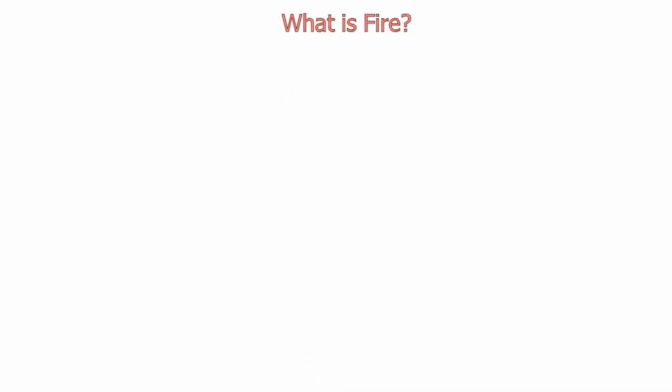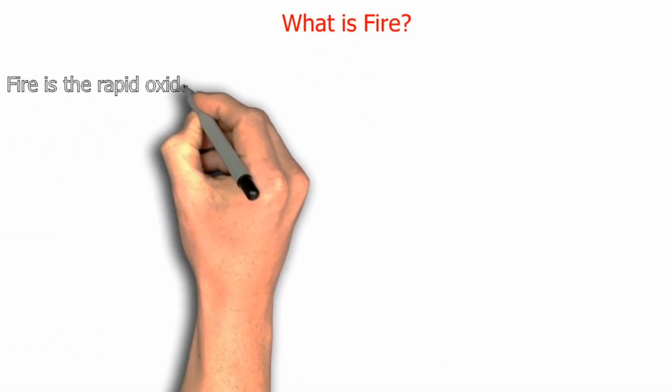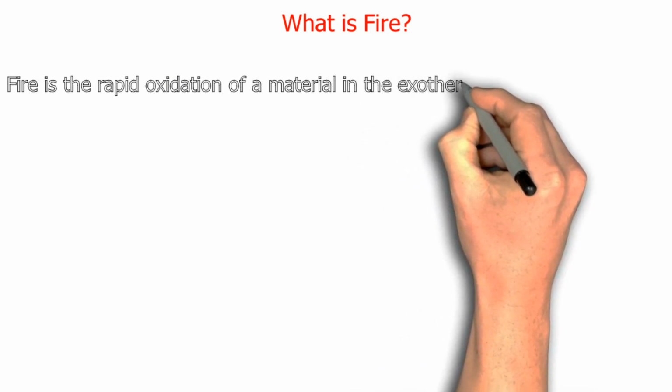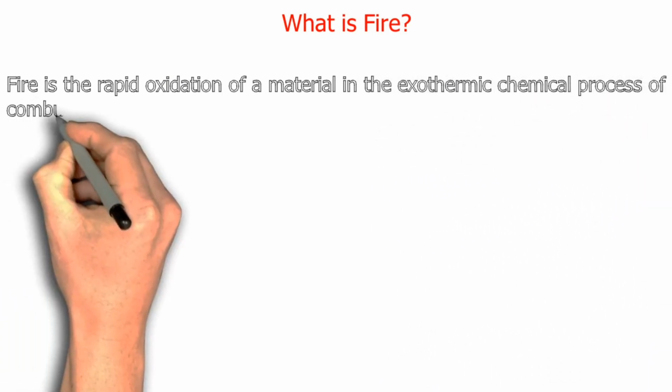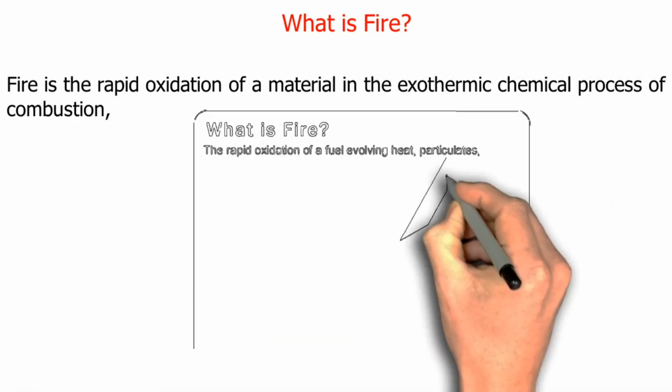What is fire? Fire is the rapid oxidation of a material in the exothermic chemical process of combustion.